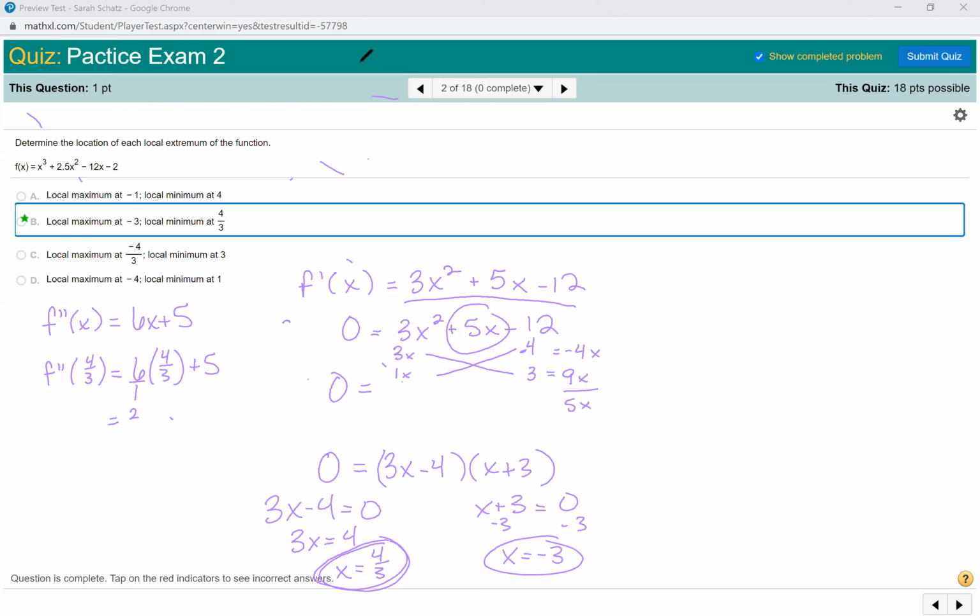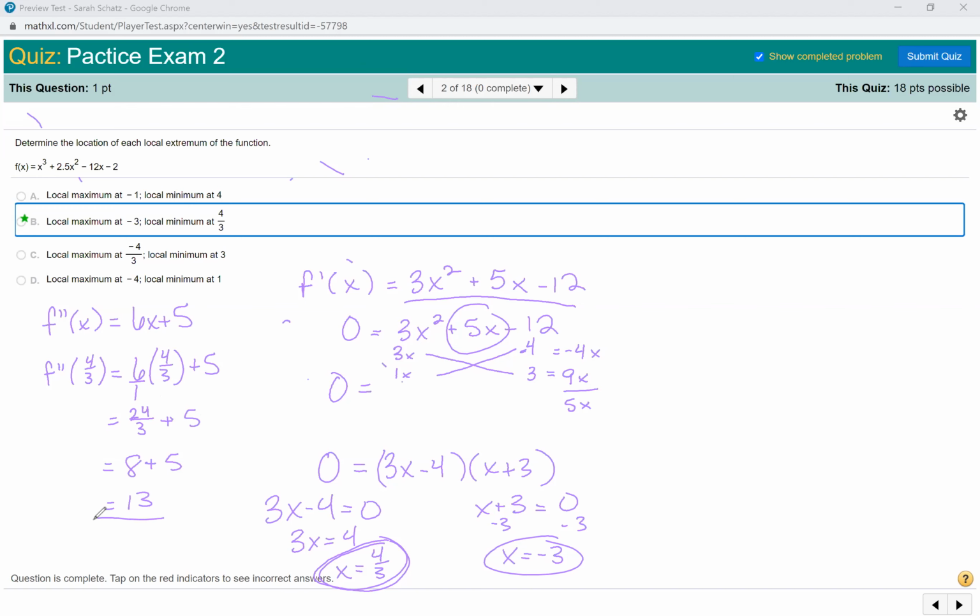How about 24/3 plus 5? 24/3 is just 8. And you get 8 plus 5, and you get 13. So what does it mean? I put 4/3 in, and I got a positive value.